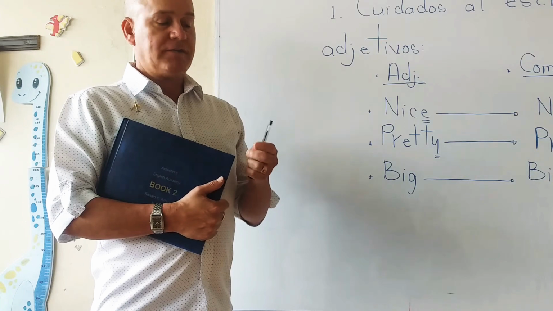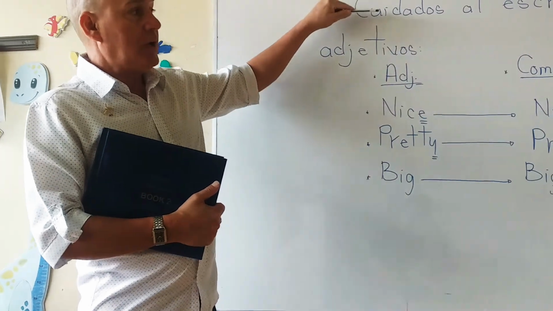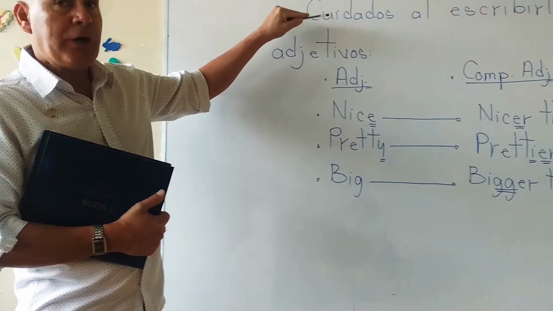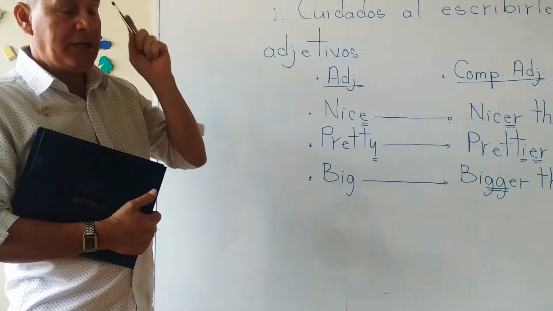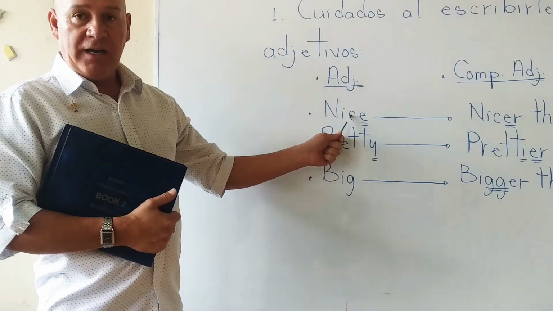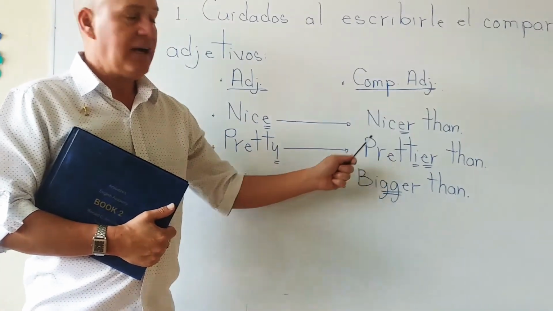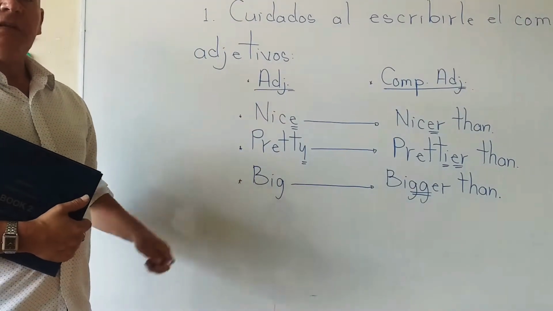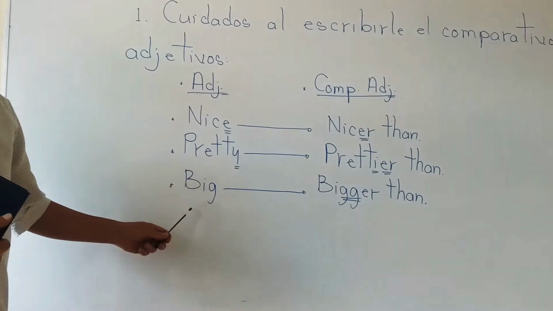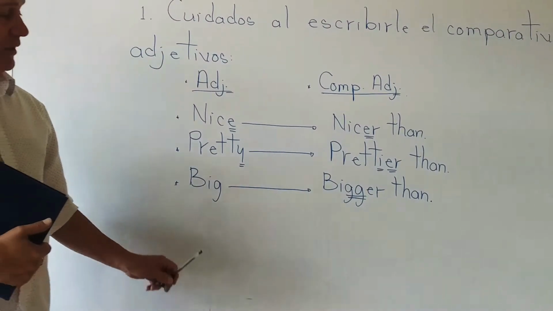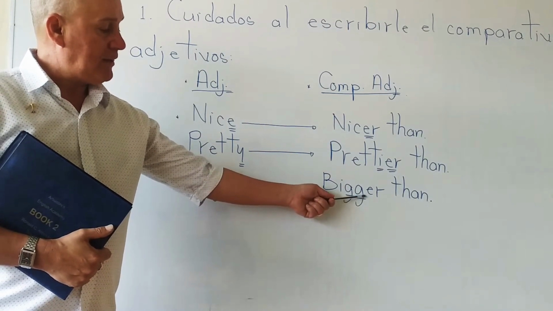Okay, everybody please stop writing and pay attention to me. This is very important. Look, when you are going to write the superiority comparison of some adjectives, be careful. Look at this one. Nice, that is ending in e, just add r, nicer than. Pretty, like friendly, they change in this way. Big, that is monosyllable, that's right, so write another consonant before and then er.